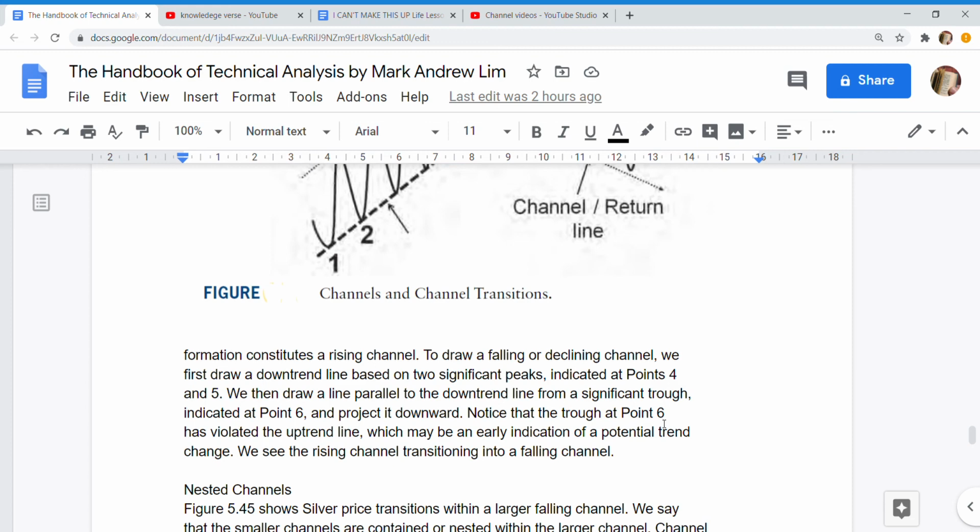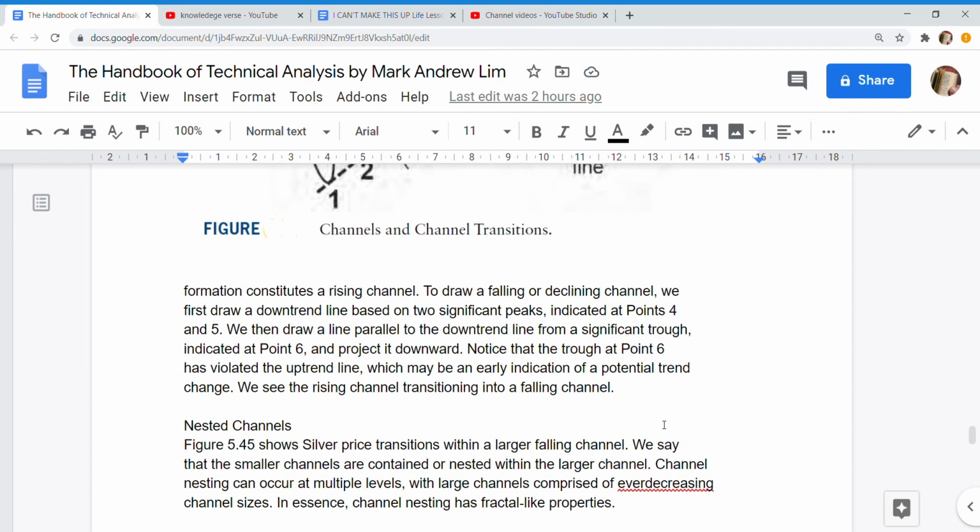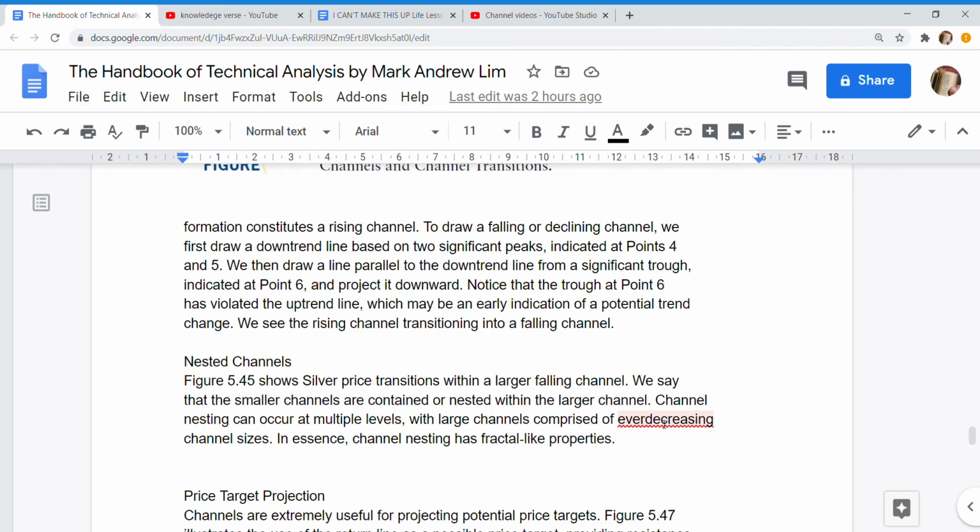This formation constitutes a rising channel. To draw a falling or declining channel, we first draw a downtrend line based on two significant peaks indicated at points 4 and 5. We then draw a line parallel to the downtrend line from a significant trough indicated at point 6 and project it downward. Notice that the trough at point 6 has violated the uptrend line, which may be an early indication of a potential trend change. We see the rising channel transitioning into a falling channel.